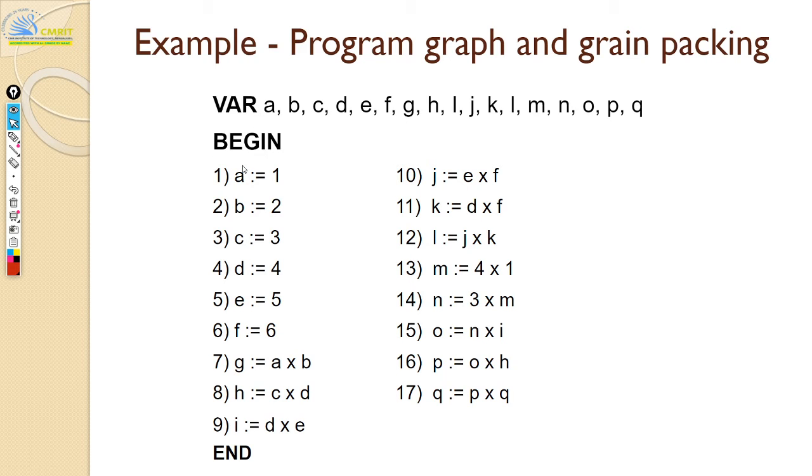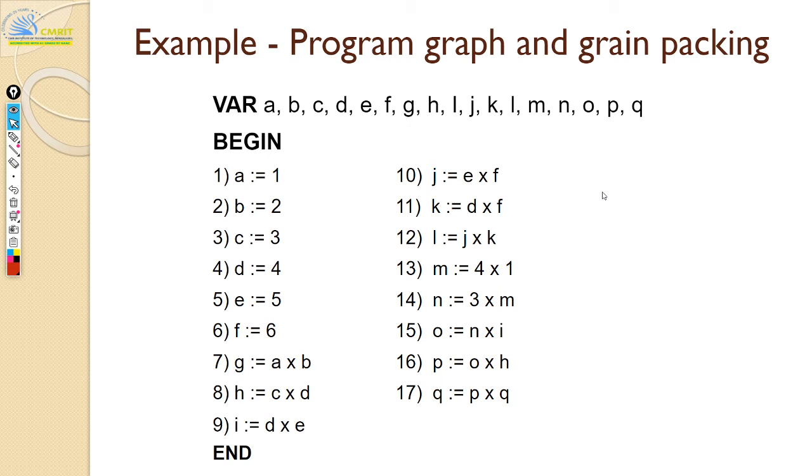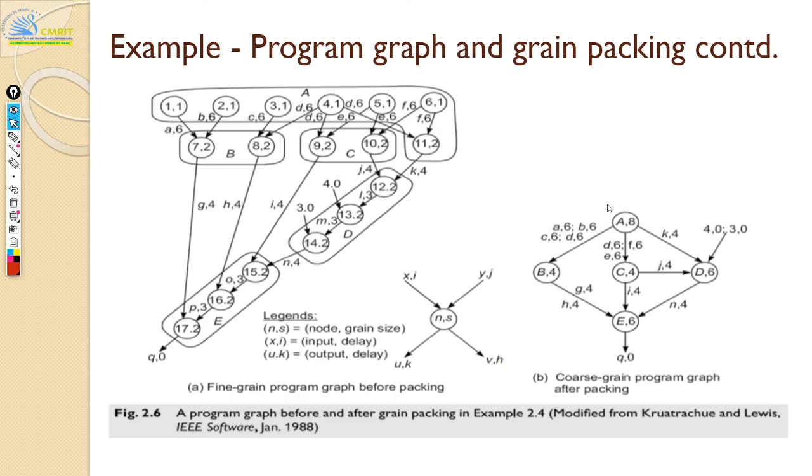Yeah, where were we? Yeah, this example. This is a very simple example. You have 17 different statements, and it has a lot of assignments as well as some multiplications. Now let us see how we parallelize this using the grain packing approach. If you draw a program graph, it's going to look something like this. Forget about these other envelopes.